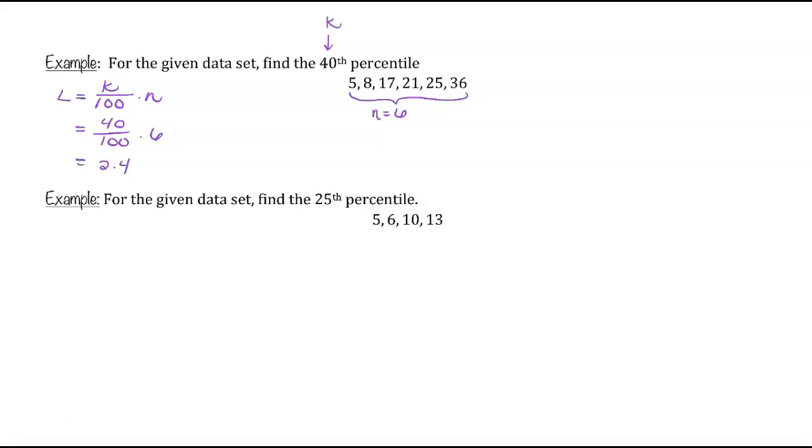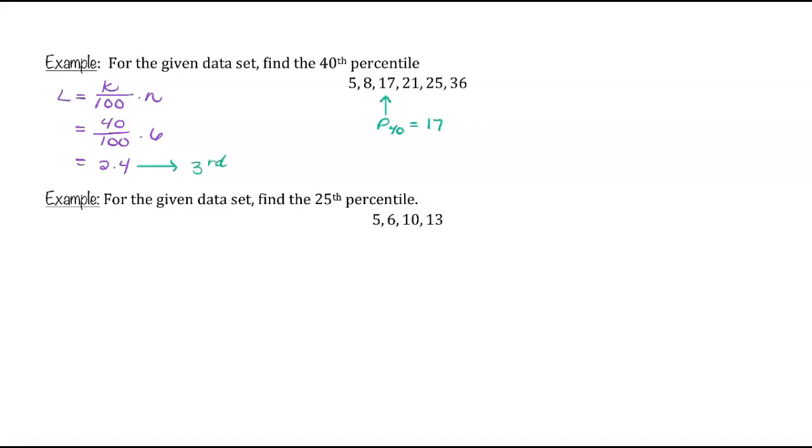Since L is not a whole number, we find our Lth value by rounding 2.4 up to the next whole number. That is, we are interested in the third data value. Now we know that the third data value is the 40th percentile. So counting from the lowest data value, we find that the 40th percentile is 17. That is, P40 is equal to 17.